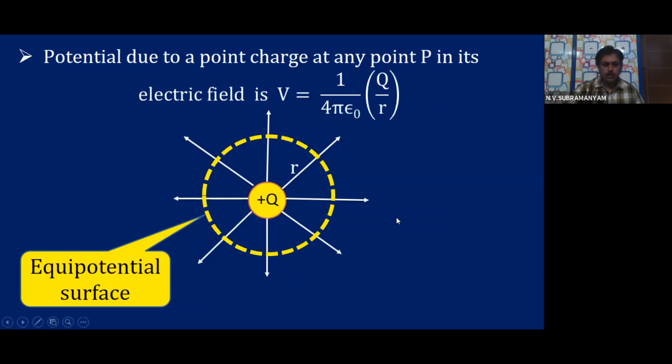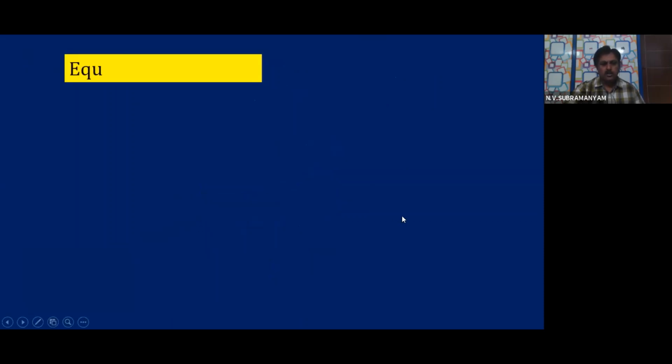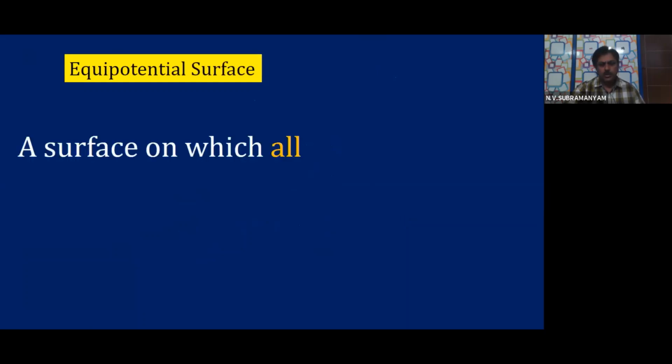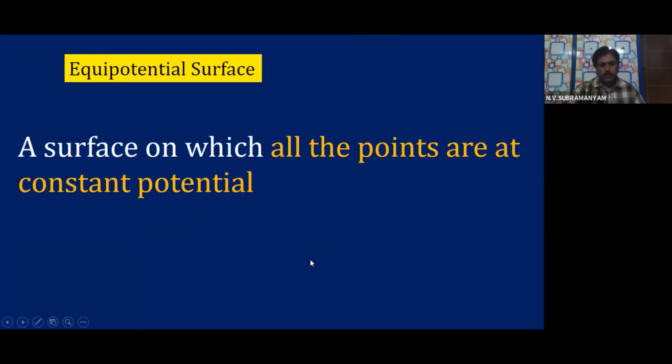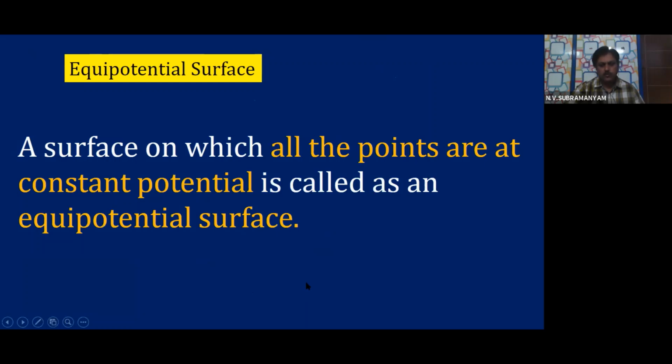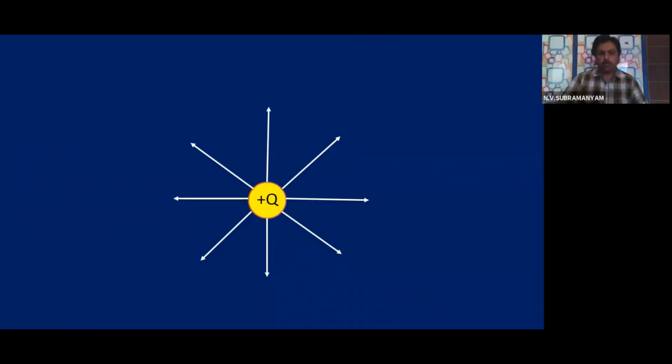Equipotential meaning equal potential. All points on the sphere are at equal potential. So let us define equipotential surface, children. A surface on which all the points are at constant potential is called an equipotential surface. Equipotential surfaces are surfaces on which all the points have the same, that is constant, potential.